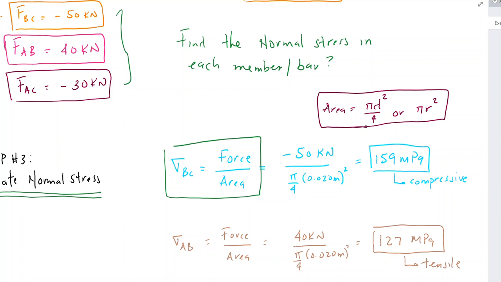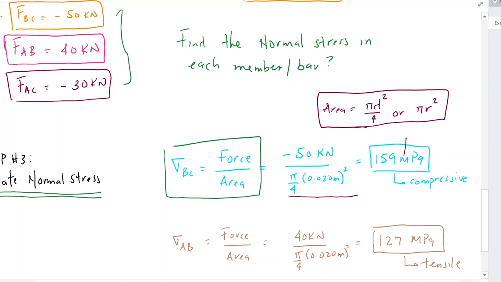Yes, sir. I might be wrong, but isn't it supposed to be 0.002? Yeah, it was 20 millimeters. Yes, it's 20 millimeters. And that happens a lot. That happened to me actually when I was doing this. So I kind of do things the long way so I don't miss anything. So 20 millimeters divided by 1,000 will give you 0.020 meters. So all I did was just square it. And then it's 159 megapascal.